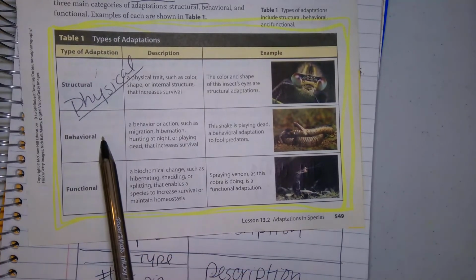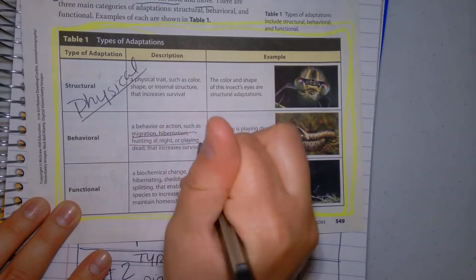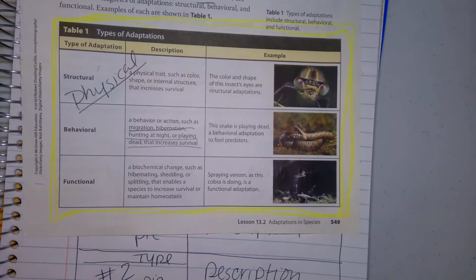Okay? Behavior, that's a giveaway. That's a behavior. And it even lists things that are possible. Okay? Adaptations for your animal.